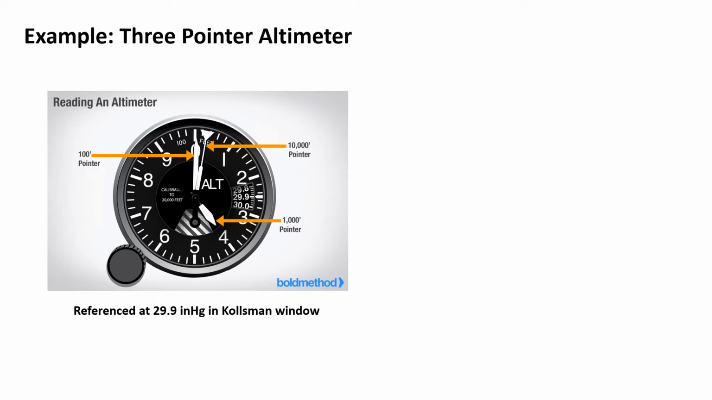Then we have three needles or pointers. The very thin one is the 10,000 pointer, the short one is the 1,000 pointer, and the last one is the 100 pointer. By combining the numbers of the three pointers together, we get the altitude of this aircraft. Okay, now let's see an example.